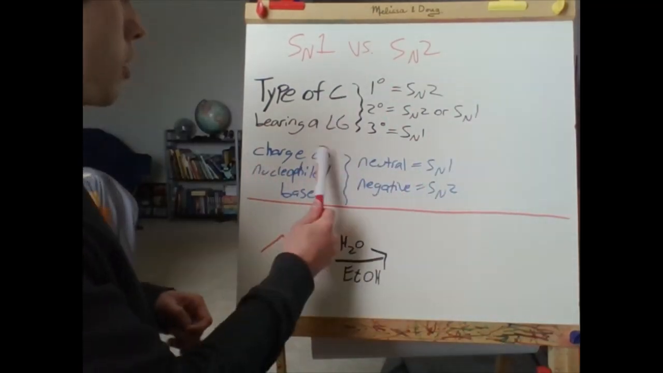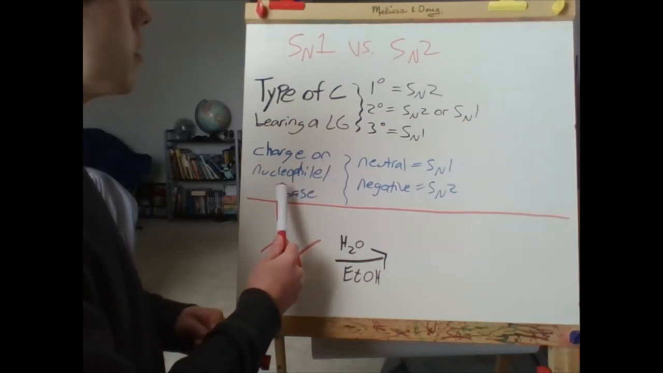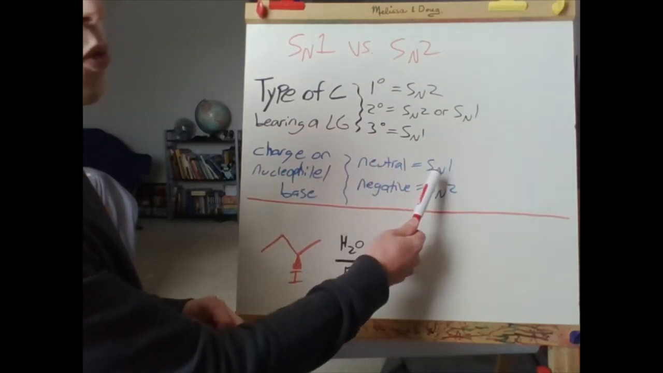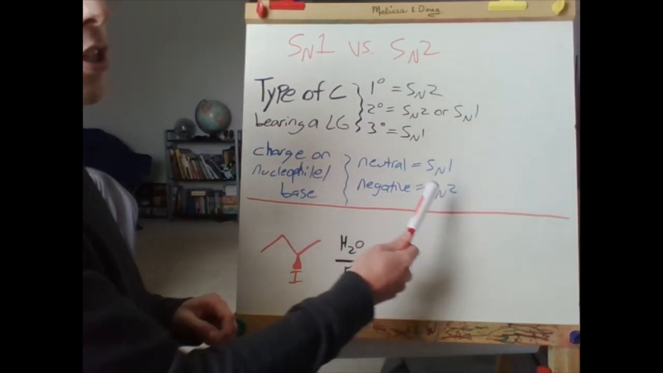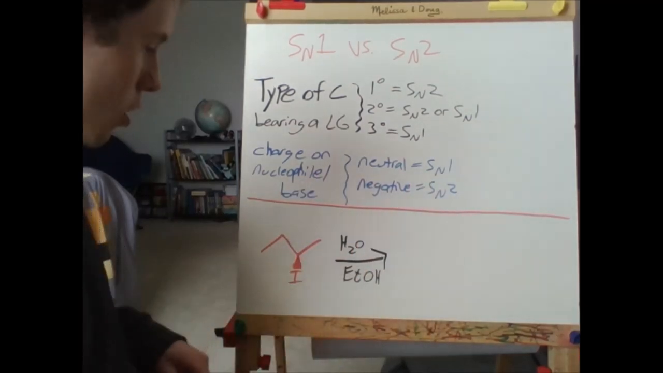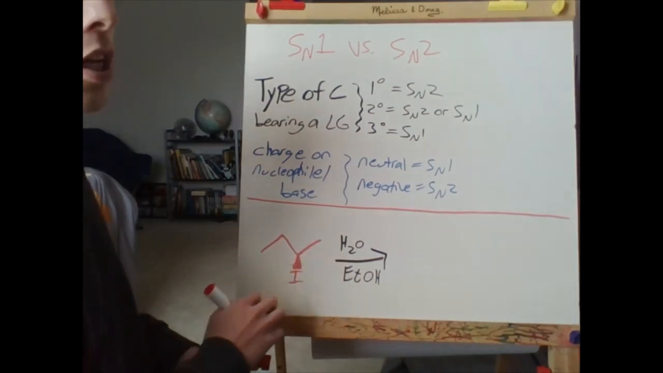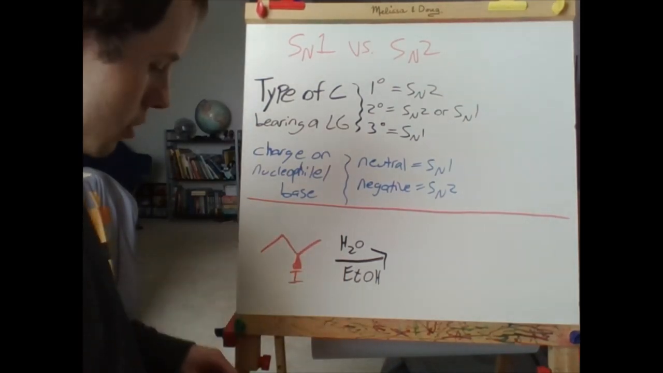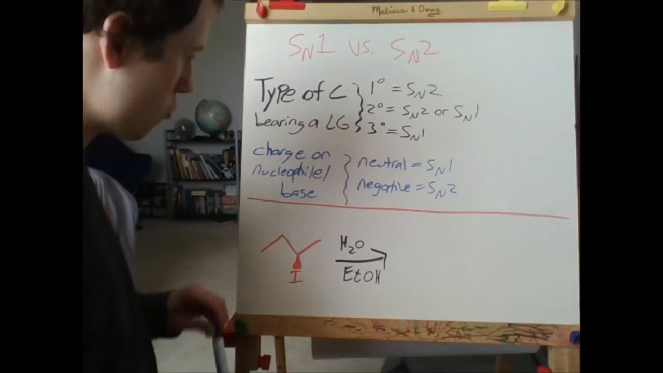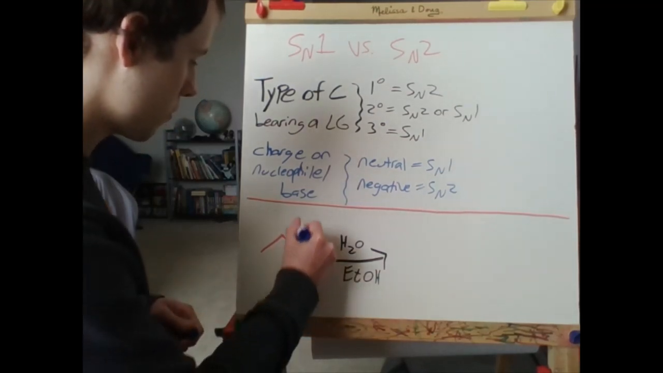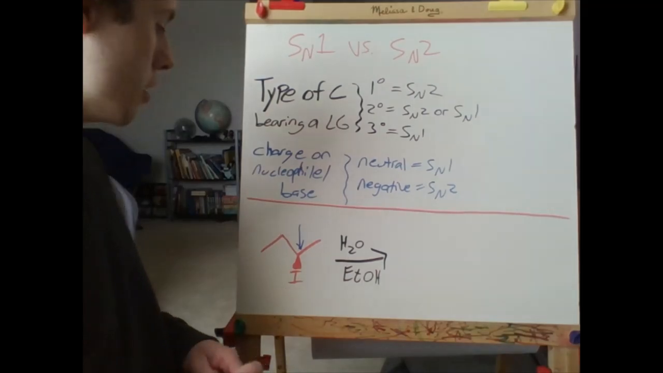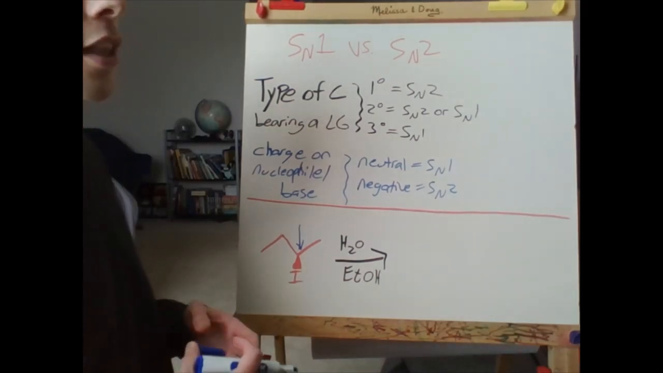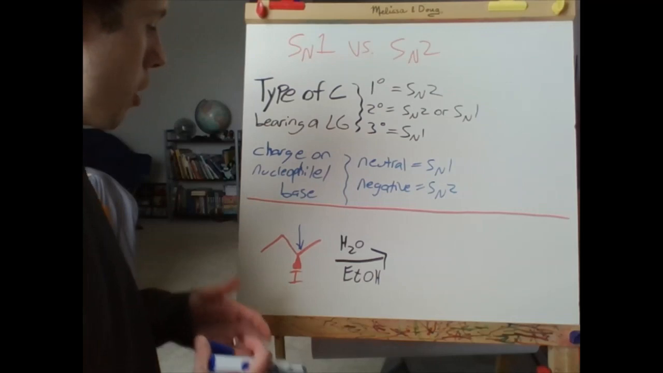So then you need to look at the charge on the nucleophile or the base, and if it's neutral, it's going to be an SN1 reaction. If it's negative, it's going to be an SN2 reaction. And so if we look at this example down here, we want to look around this entire molecule, find the carbon that's partially positive, and so we look right here, and we see that this carbon is attached to an iodide, and so it is partially positive, and therefore our reaction will be occurring with this carbon.